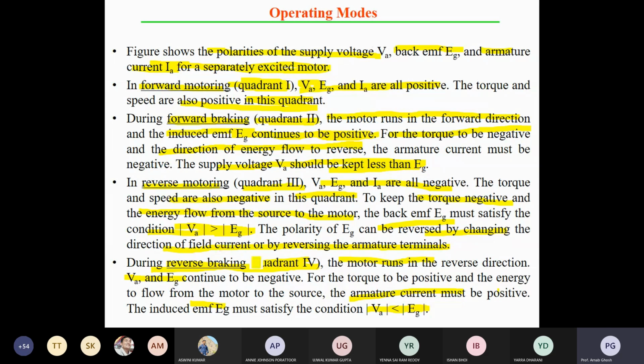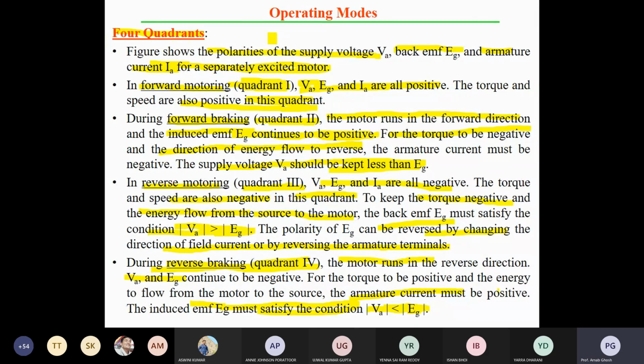So four conditions are there for the four quadrant operation. I think all of you are able to understand. In four quadrant operations, it is your forward motoring, the configuration VA greater than EG. Then reverse braking, VA less than EG, means regenerative braking. Again, mod VA greater than mod EG, and both are negative, so it is called reverse motoring.